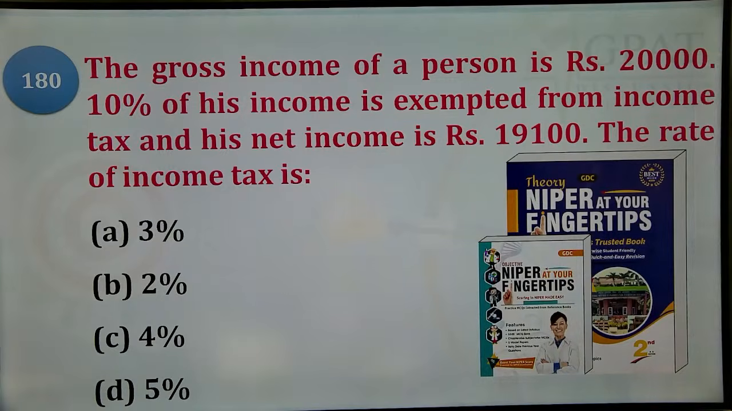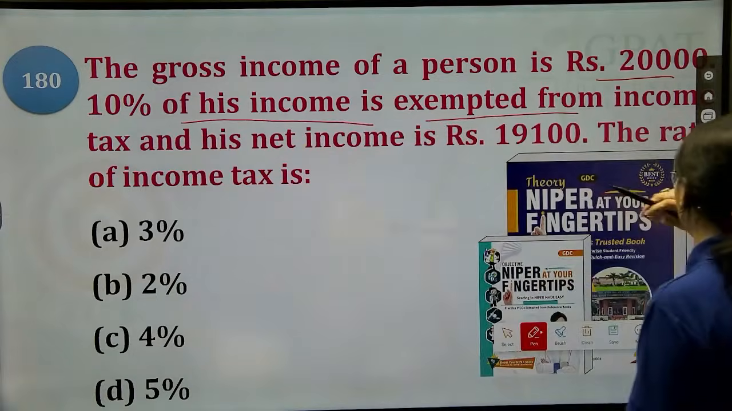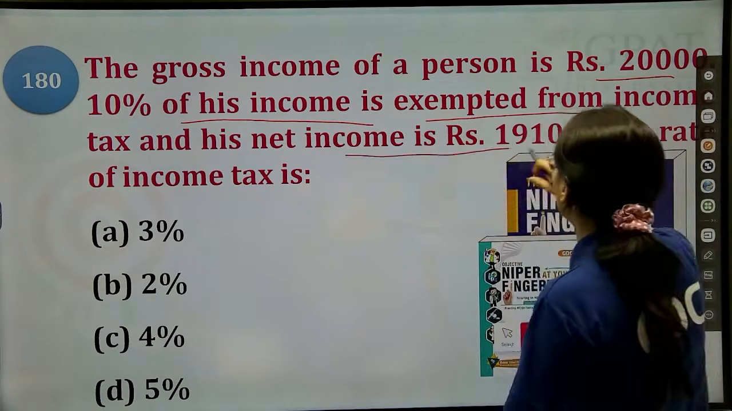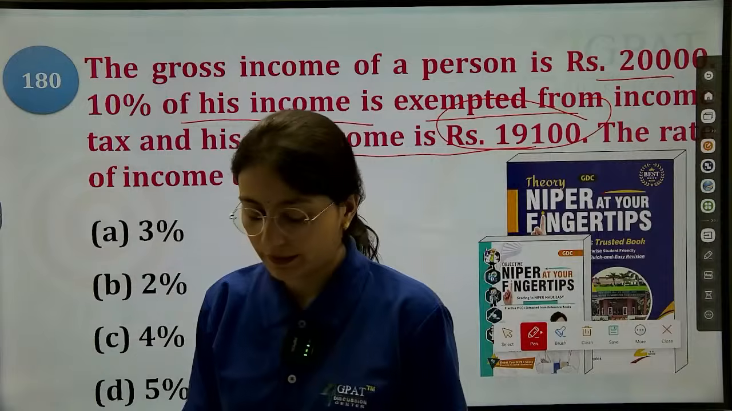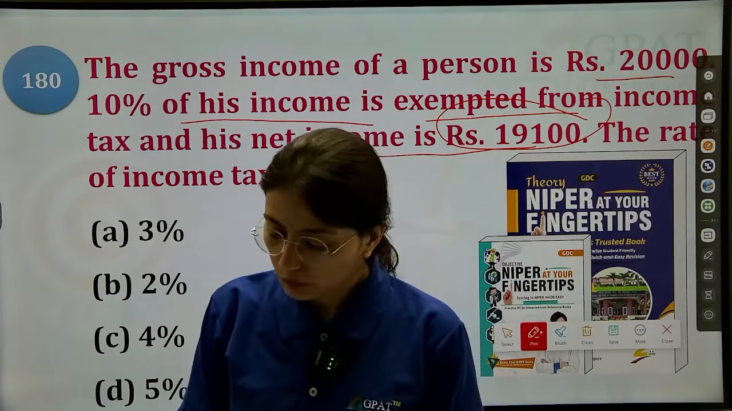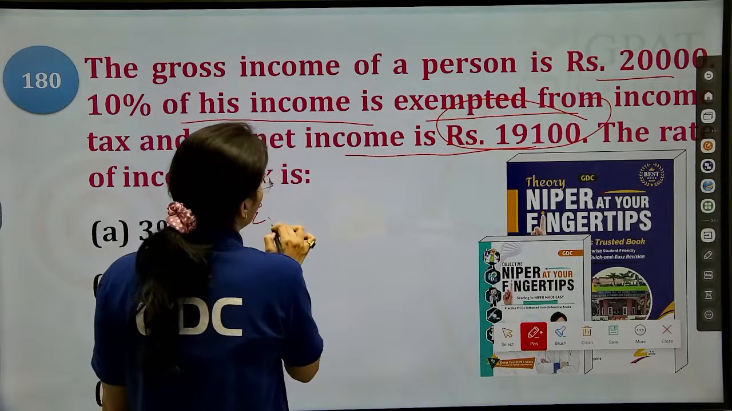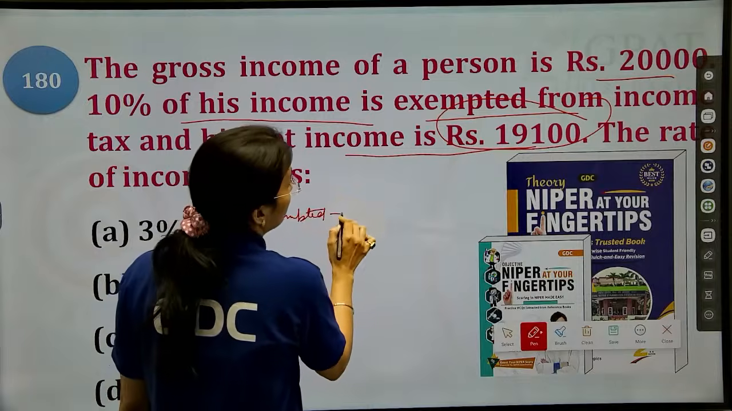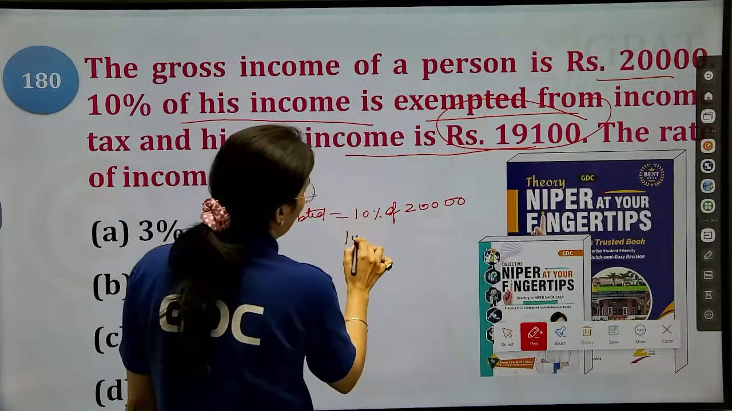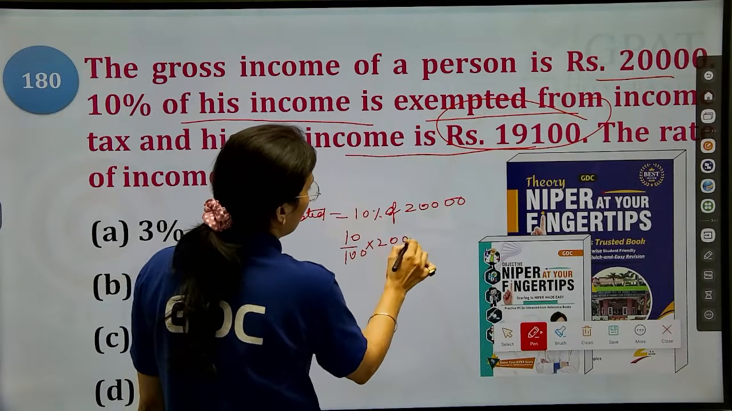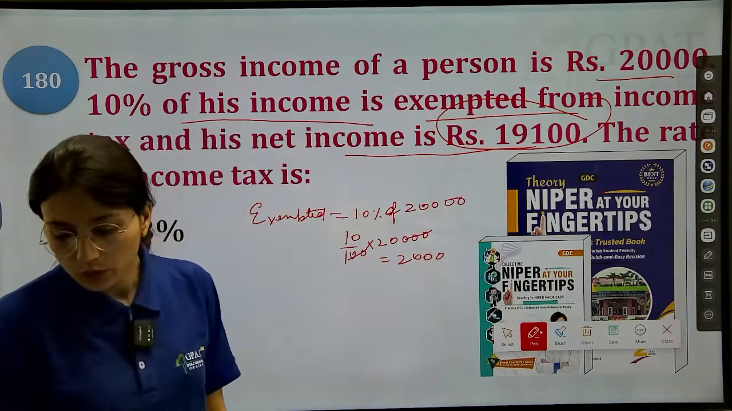Now move to another question, that is 180. The gross income of a person is rupees 20,000. 10% of his income is exempted from the income tax and his net income is rupees 19,100. We have to find the rate of income tax. So exempted income is 10% of 20,000. So 10 upon 100 multiply 20,000, can cancel, that is 2,000.